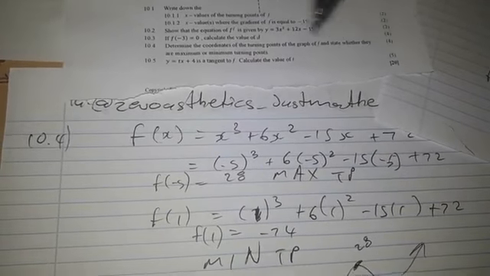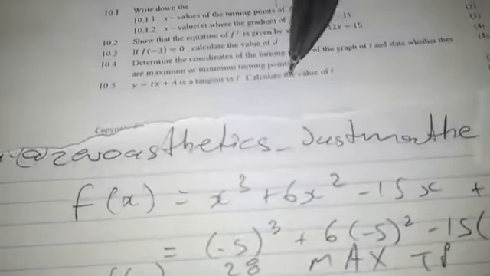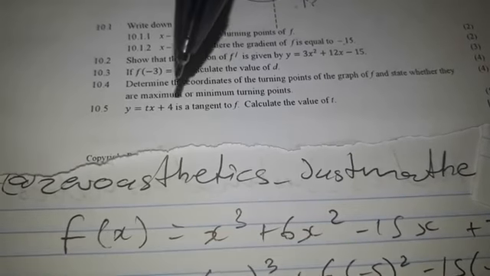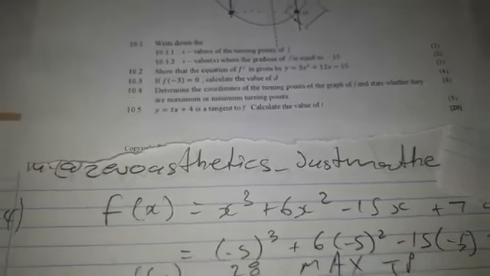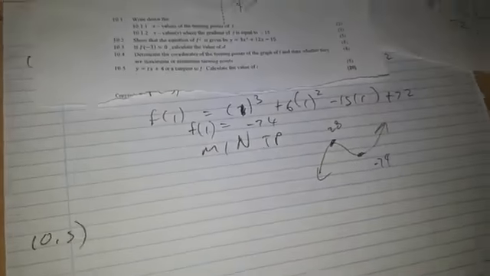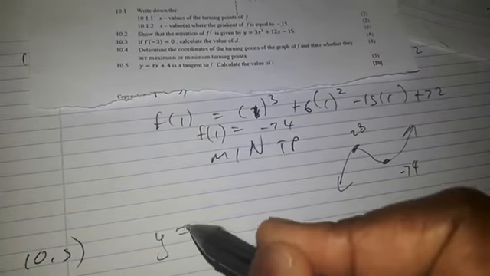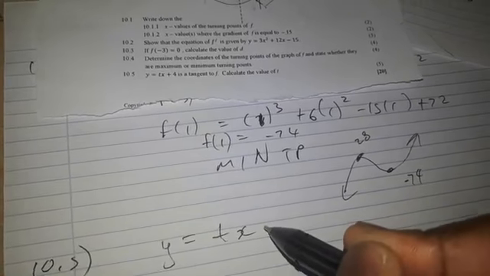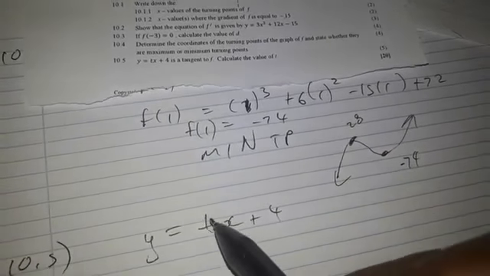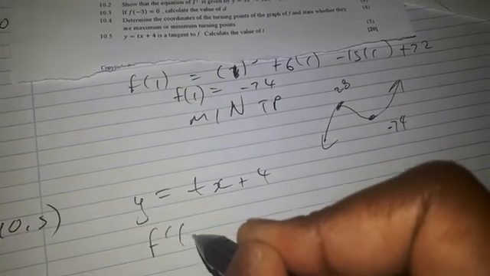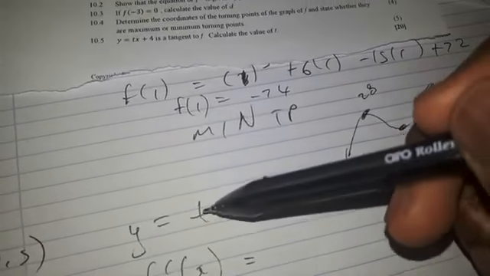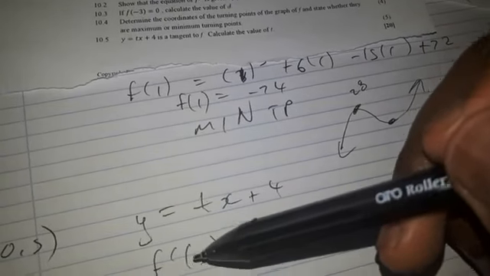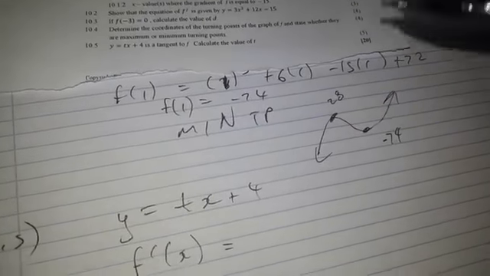So let's see here. 10.5 says, given y is equal to tx plus 4 is a tangent to f, calculate the value of t. Well, the one thing we know is that where a tangent and a graph meet, their gradients will always be the same. So with 10.5, it's a pretty straightforward question if you think of it. It's like 5 marks given away, because we need to focus on the t. We need to work out that the gradient of our tangent is t, and where the gradient of our graph is equal to t.